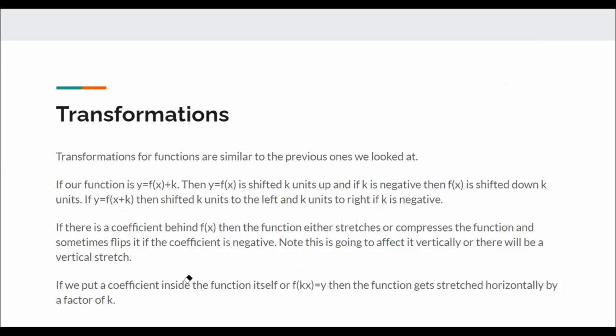If you put a coefficient inside the function itself, or if you write it as f of kx equals y, then the function gets stretched horizontally by a factor of k. So if it's outside the function, like 5 f of x, it's going to be a vertical stretch. And if it's f of kx, then it's going to be a horizontal stretch. By that I mean if it's like this normally, a vertical stretch is going to be something like that. And then it's also possible it goes more like that. That's what I mean by horizontal and vertical stretch.